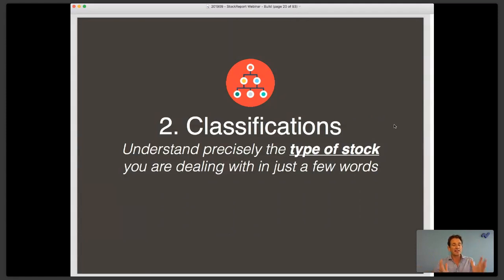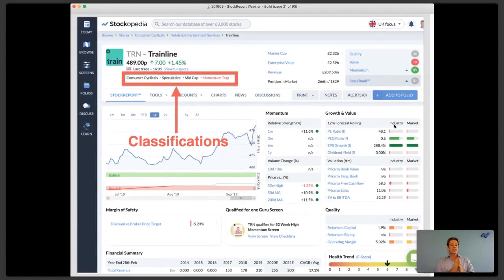Anyway, understanding precisely the type of stock you're dealing with in just a few words. The classifications are right there, bang under the price quote, and you'll see 4 of them.